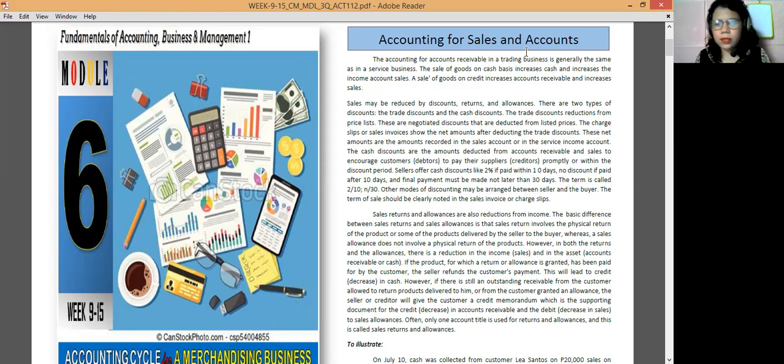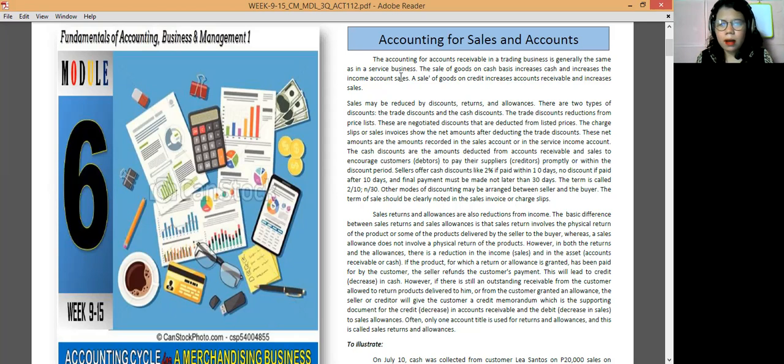So now, proceed tayo. So accounting for sales and accounts receivable. The accounting for accounts receivable in a trading business is generally the same as in a service business. So, 'di ba? Meron silang similarities, si merchandising and service business. The sale of goods on cash basis increases cash and increases the income account sales. A sale of goods on credit increases accounts receivable and increases sales.